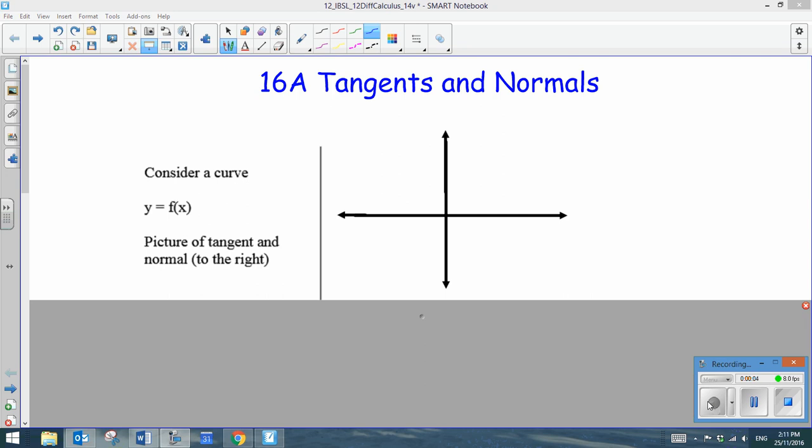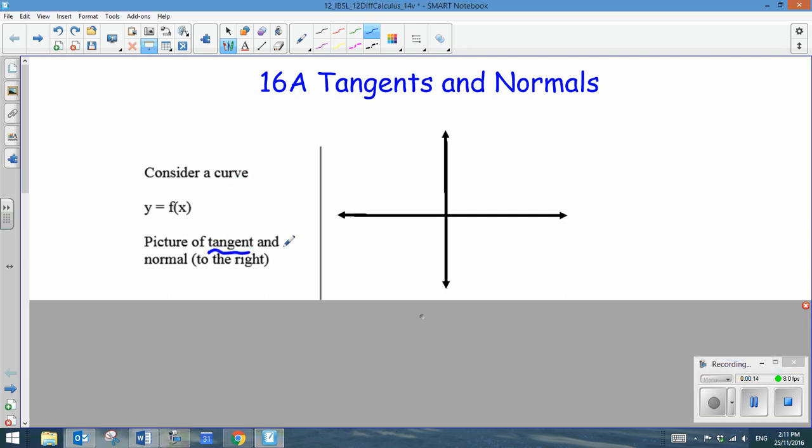IIB, we're going to go ahead into chapter 16 where we start looking at different applications of the derivative. So now looking at tangents and normals, we already know something about a tangent line. So we're just going to take a general curve, and I'm just going to draw a general cubic. And we know how to find the derivative at any given point along this curve.